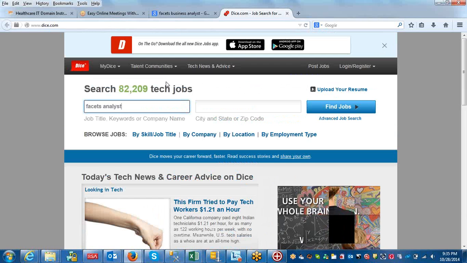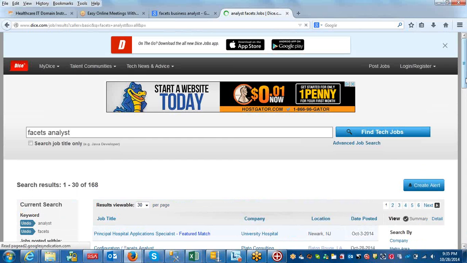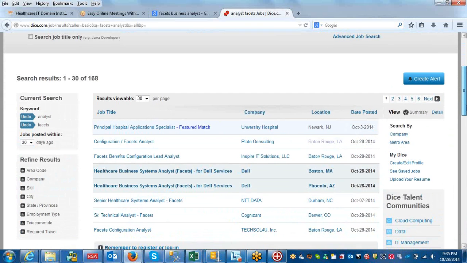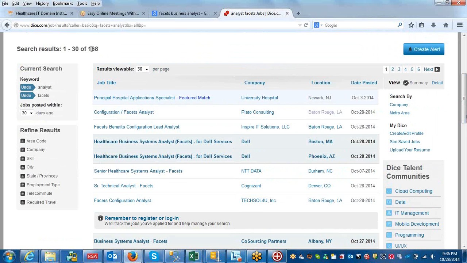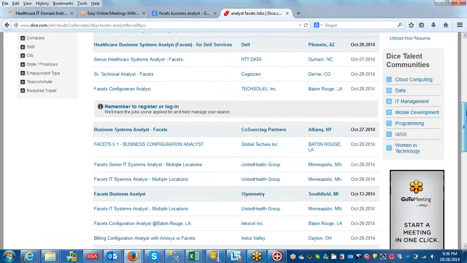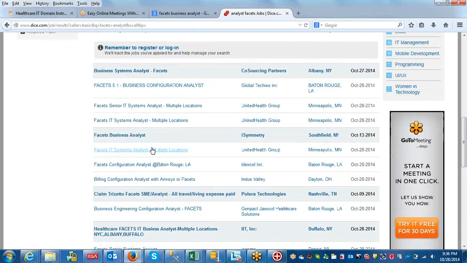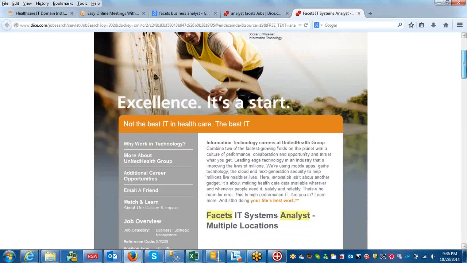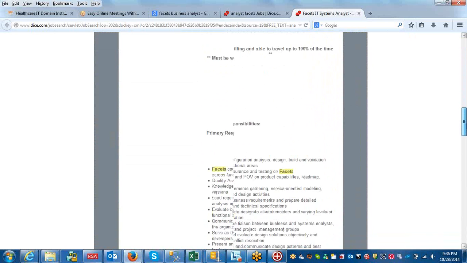Facets analyst. I'm just making an open search because you all will be sitting at different locations, different areas. Just look at it. I'm just looking at these pages, and it goes up to 168. Similarly, you have Monster, you have Dice, you have Indeed, there are many more job sites, very common. And if you just read through what they are looking for, once you understand the system, it's nothing. You will feel, oh my God, this is something which I can definitely do.